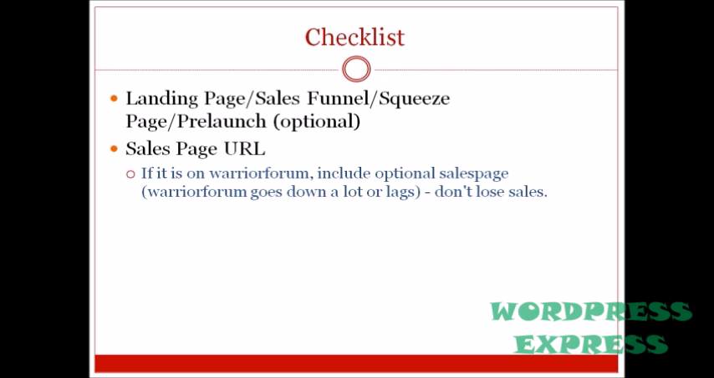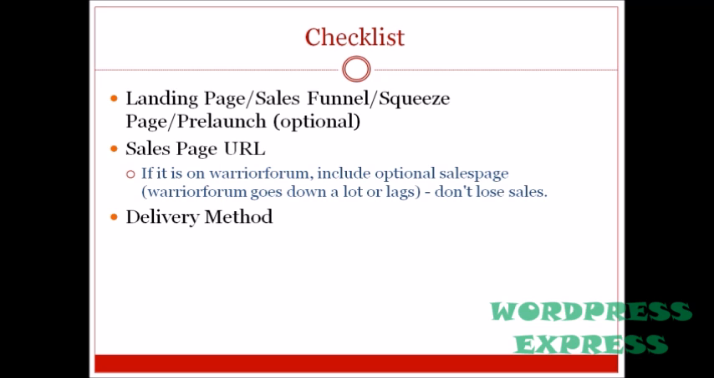And of course, if your sales page is on the warriorforum.com as a Warrior special offer, Warrior Forum tends to go down or lags a lot. So if your website, your sales page lags, then you're going to lose sales. So if it is on the Warrior Forum, then you can also include an optional sales page, which is a really, really cool feature.